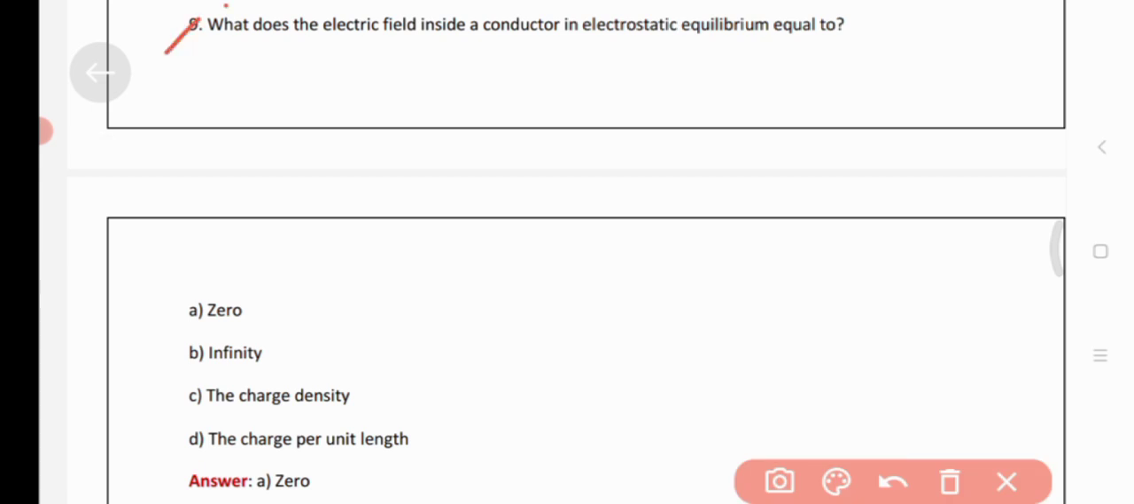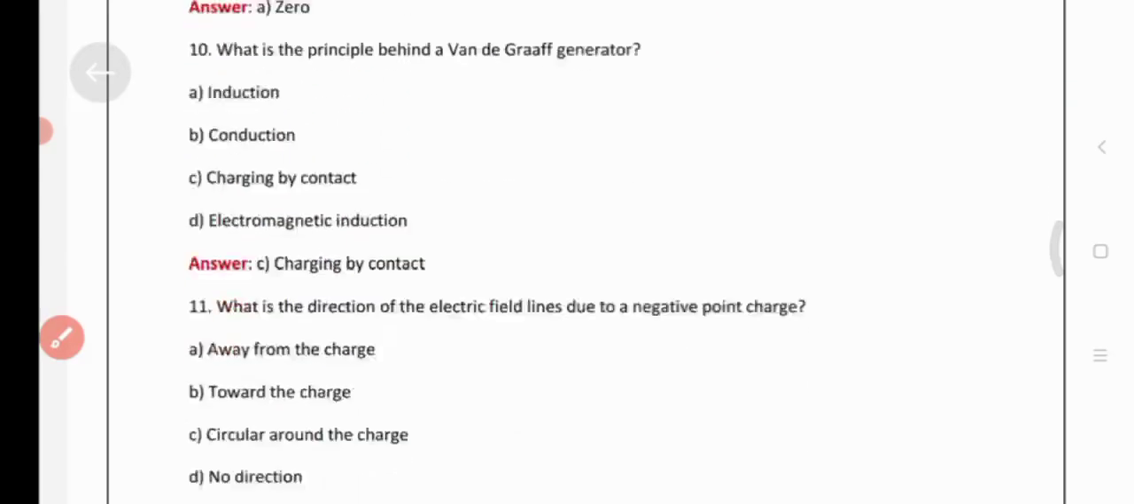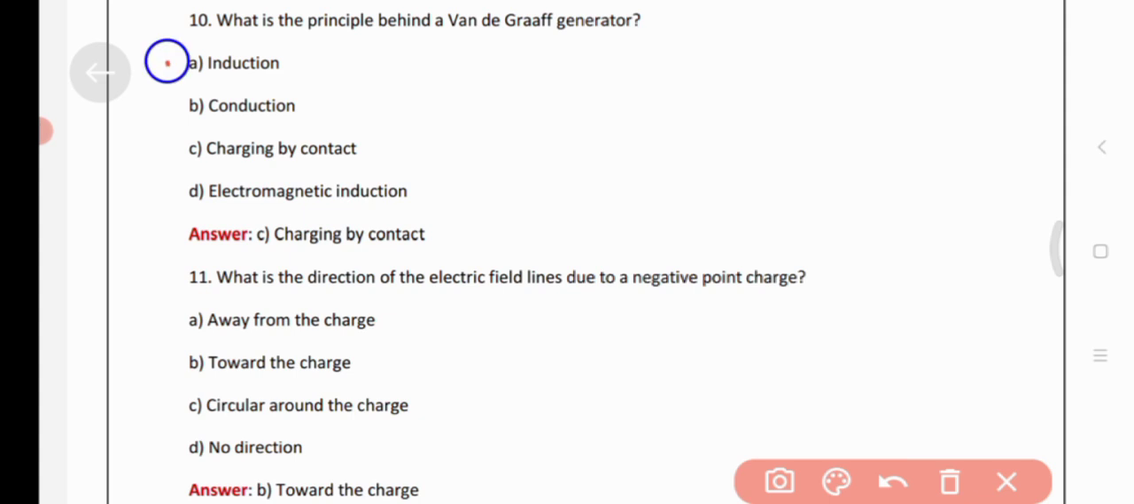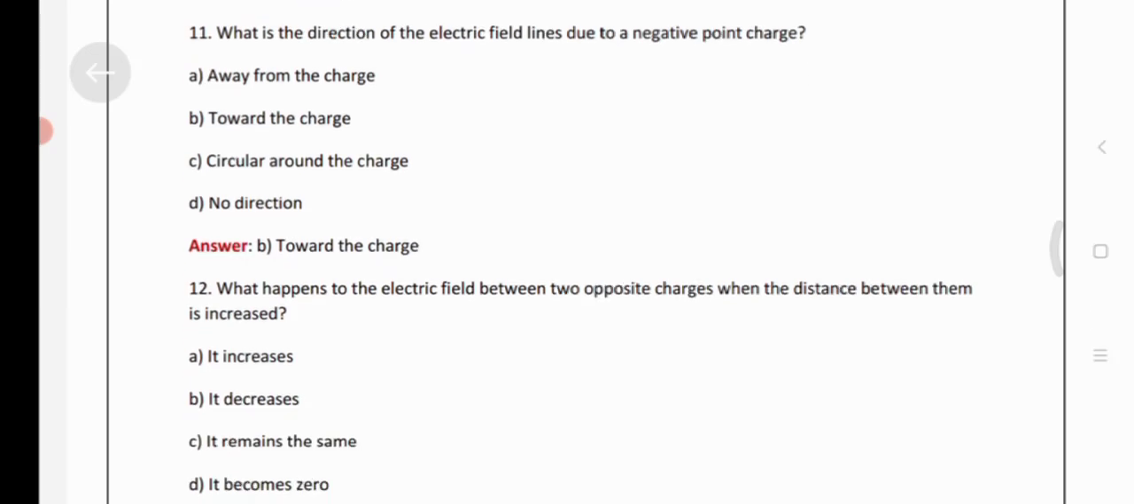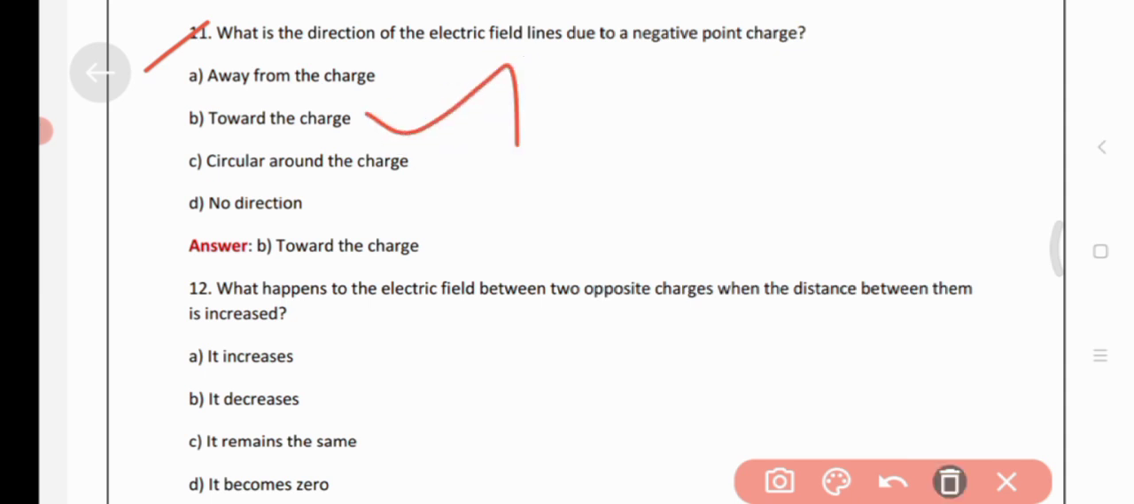What is the electric field inside a conductor in electrostatic equilibrium equal to? Option A, 0. What is the principle behind a Van de Graaff generator? Option C, charging by contact. What is the direction of the electric field lines due to a negative point charge? Option B, toward the charge.